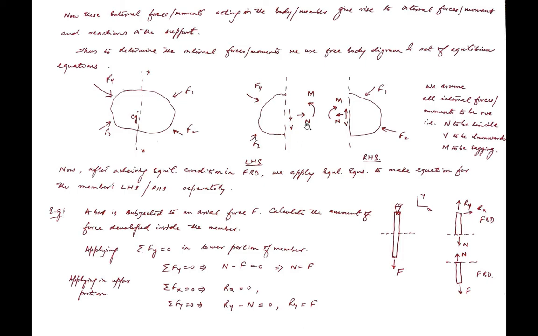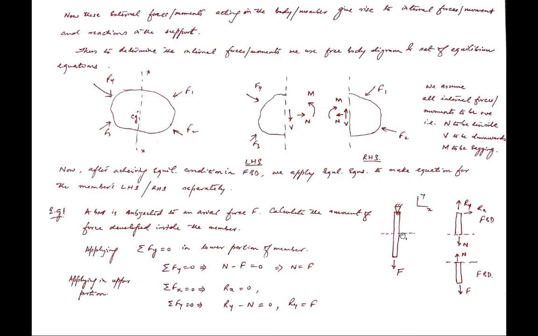So let's take this example over here. A bar is there, suppose a mild steel bar, and it is being subjected to a tensile force at the bottom, and this end is pinned over here. So how many support reactions will a pin support provide? There will be two support reactions, Rx and Ry.